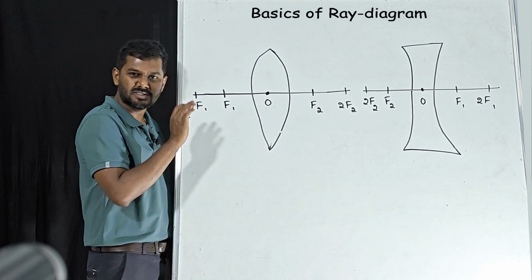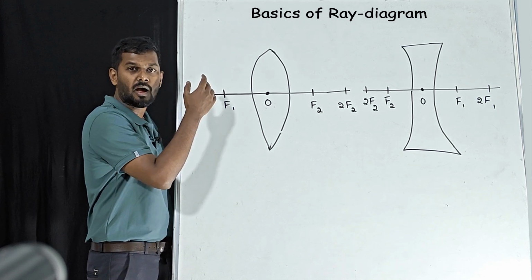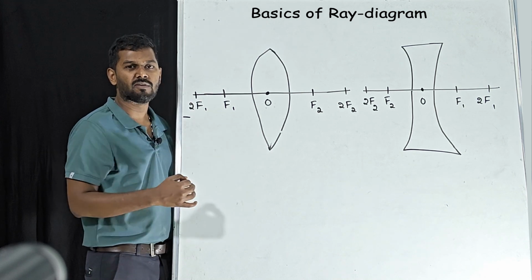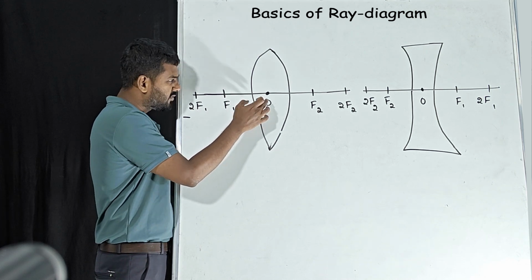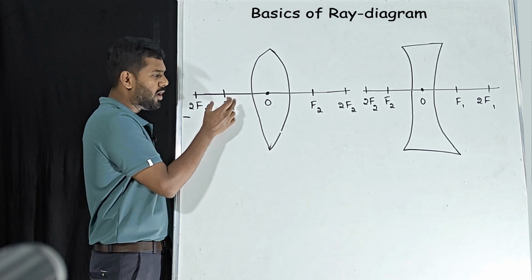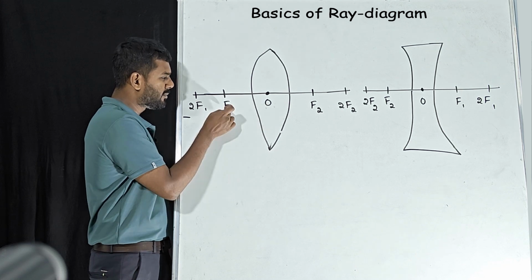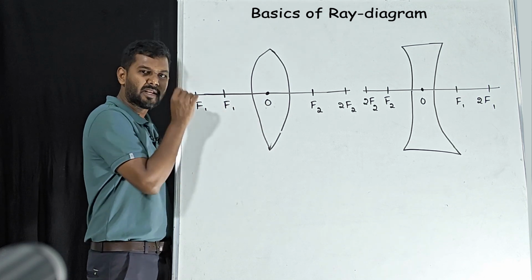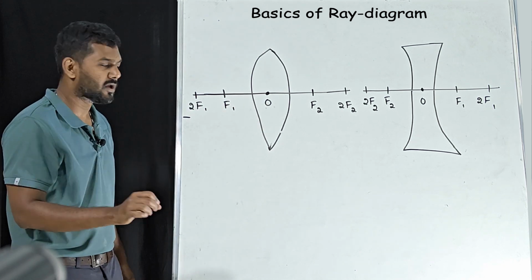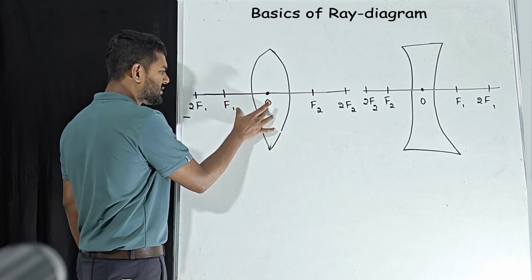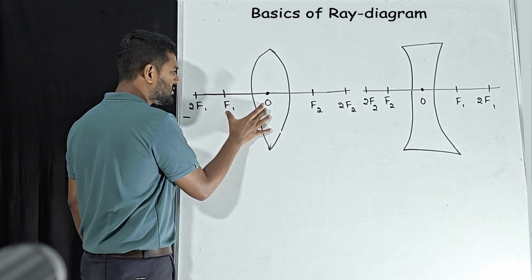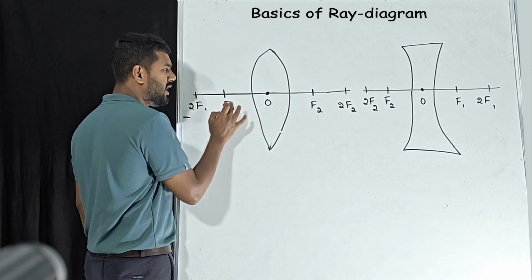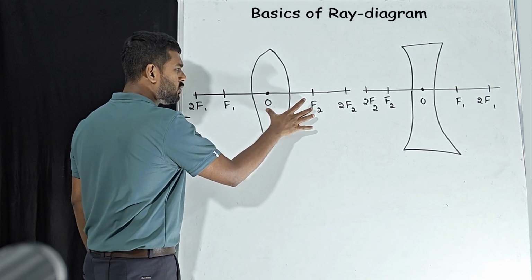Then we'll come to what f1 and f2 are. f1 is nothing but the principal focus. This is what we learnt in part A. Here we have the distance from the optic center to f1, assume it is 5 centimeter. From f1 to f2 it should also be 5 centimeter. Whatever distance you take from O to f1, the same distance you have to take from O to f2.